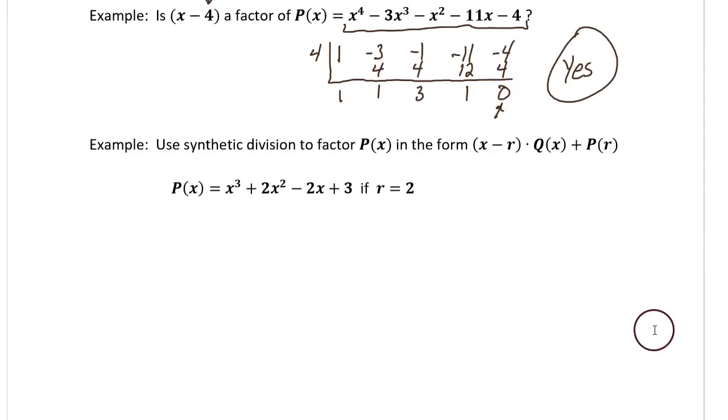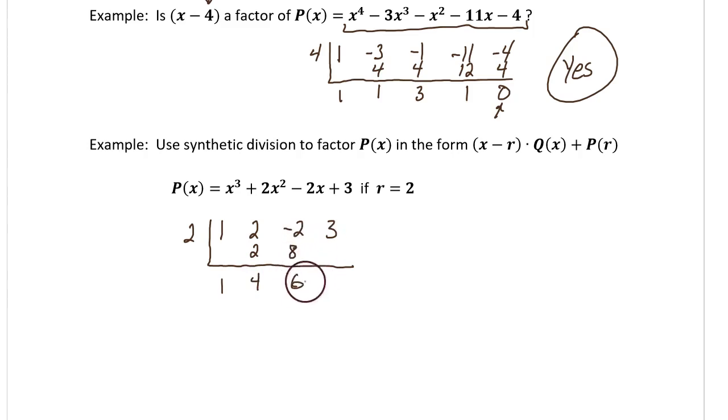Next example. Use synthetic division to factor the polynomial. So first, write down the coefficients. 1x cubed, 2x squared, -2x, and 3 is the constant. Make the bracket. R equals 2 is our hint, so we're going to substitute in a 2. Pull down the 1, then multiply, add, multiply, add, multiply, and add.